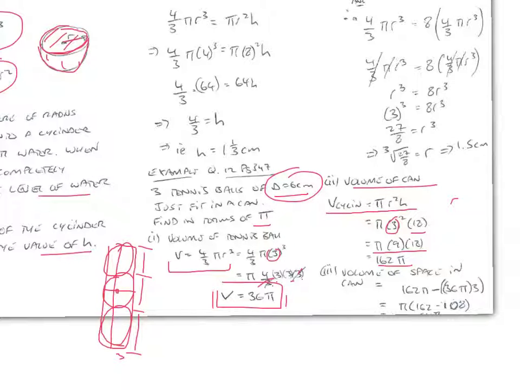So the volume of the space in the can, this stuff that's left over, the thin air surrounding the balls, must be equal to the volume of the can minus 3 times the volume of one ball. So it's 162 minus 108, and that's equal to 54 centimeters cubed.